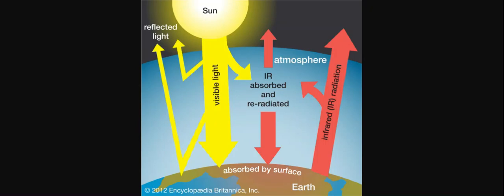So greenhouse effect is basically when the Earth's temperature is rising due to the fact that hot air is being reflected back to the earth. It says here, IR absorbed and radiated. So it's basically absorbed by the earth's surface because it's trying to go out and it's being bounced back to the earth.